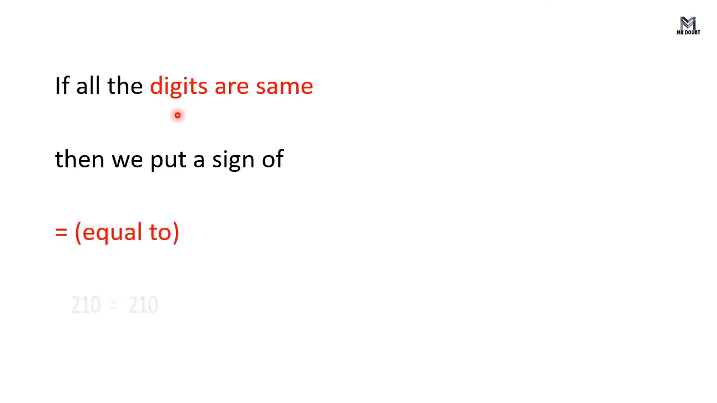Now if the digits are same, means if the digit at hundreds place, tens place and ones place is same, then we put a sign of equal to. Then that hungry alligator, he is so smart that he will not open its mouth. You have read about sleeping lines. So the sign of equal to is represented by two sleeping lines, or you can say two horizontal lines, or you can say with the closed mouth of alligator. So here 210 has same digits, hundreds place digit, tens place digit and ones place digit is same in both the numbers. So these two numbers are equal.